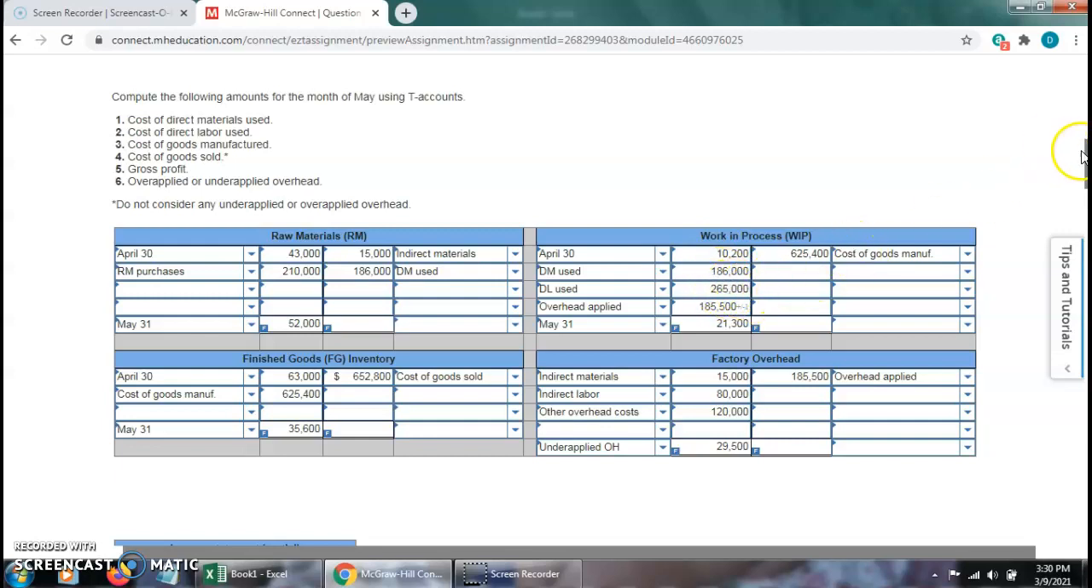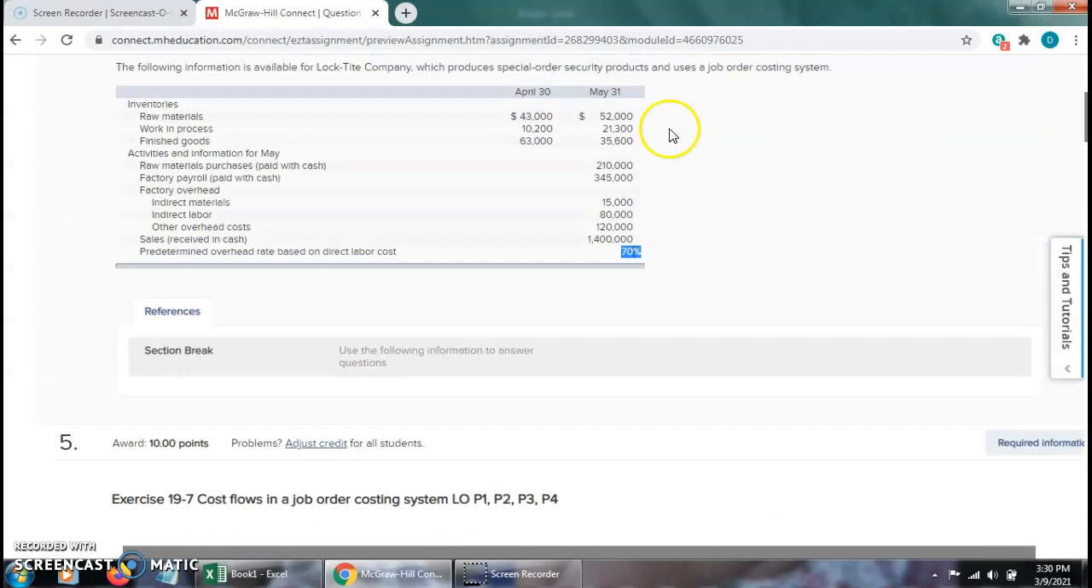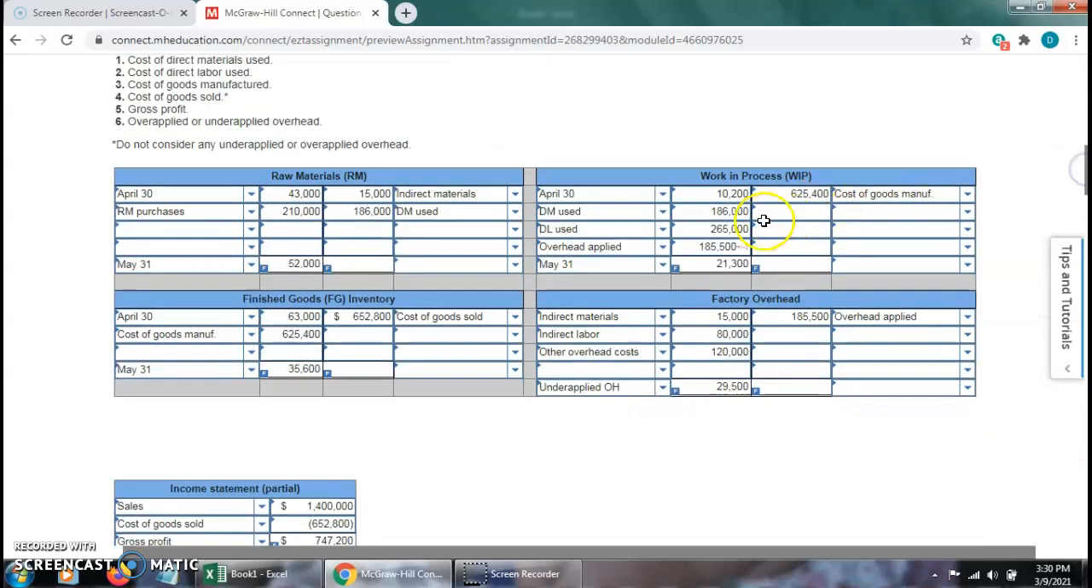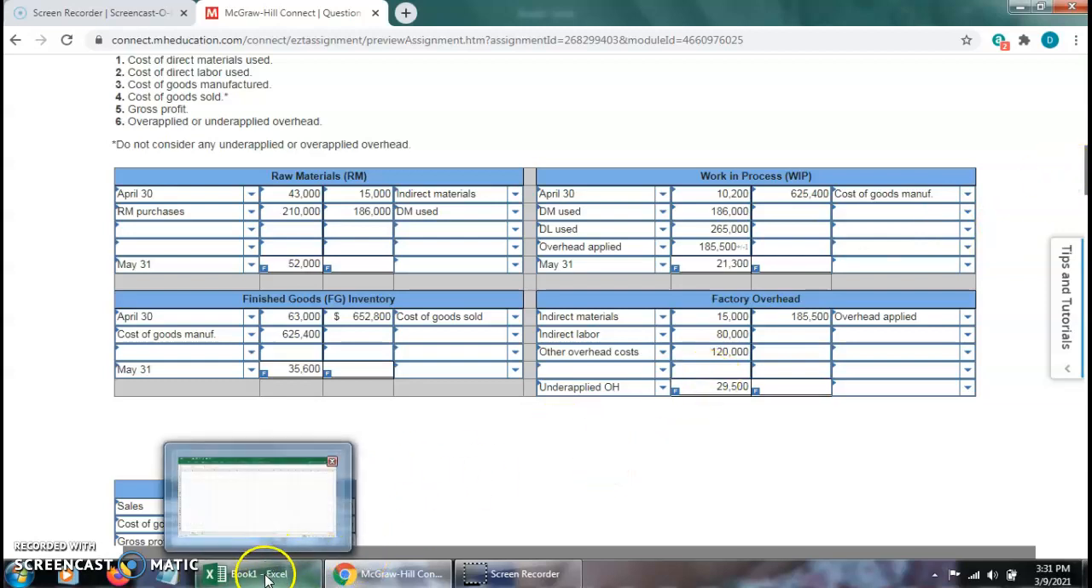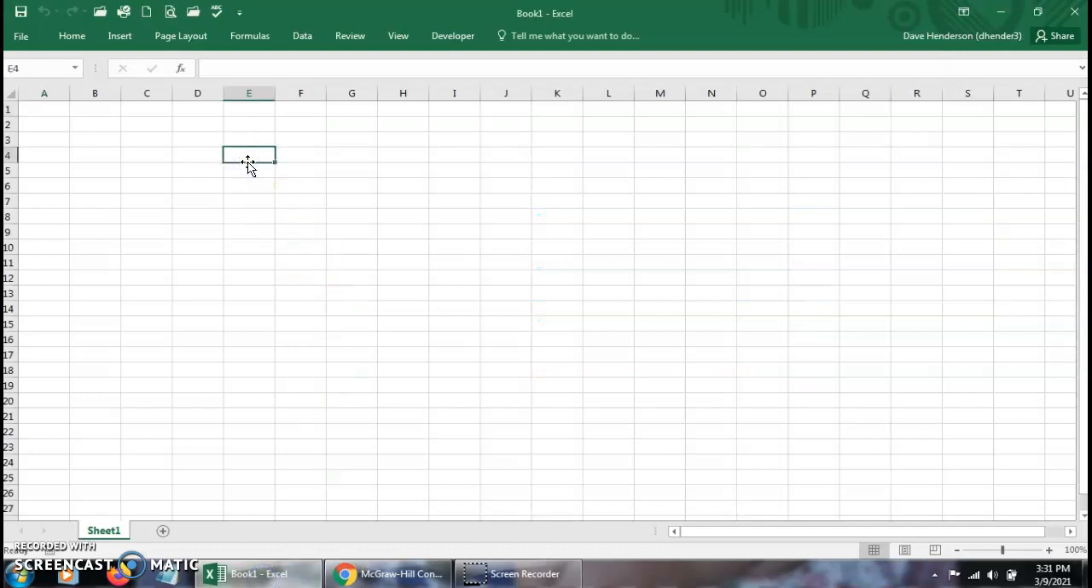How did I get 265 for labor right over here? Remember, we have total factory payroll right over here, 345, but of that, we do have some indirect labor. We have to subtract that out to get to how much direct labor was used. Then the other thing we have to do is calculate the overhead applied of 185,500. If I come over here and take my 265, which is my direct labor, and multiply that times my rate of 0.7.